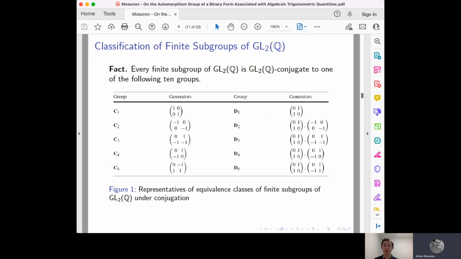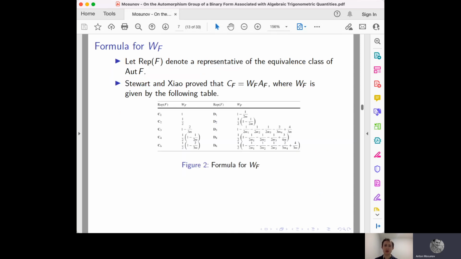And further, we actually know exactly what finite subgroups of GL2Q look like. They belong to one of the 10 equivalence classes under GL2Q conjugation that you can see on the screen. Based on this fact, Stewart and Zhao derived a formula for W sub f. This is a table that was taken from their paper. And here you can see numbers m1, m2, m3, m4, and m appearing. These numbers are related to certain sublattices of Z2 that are associated with the automorphism group.